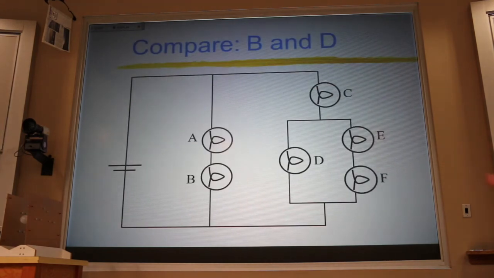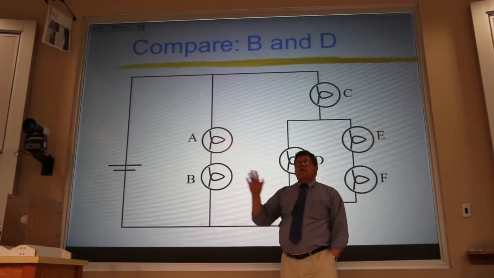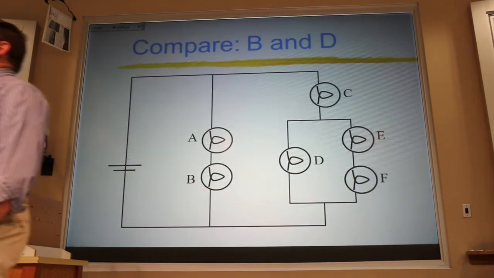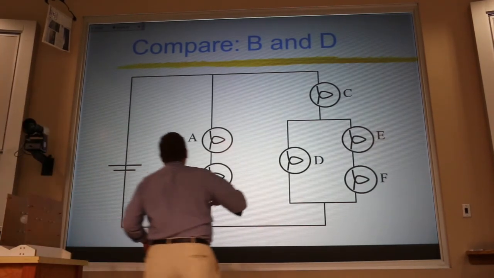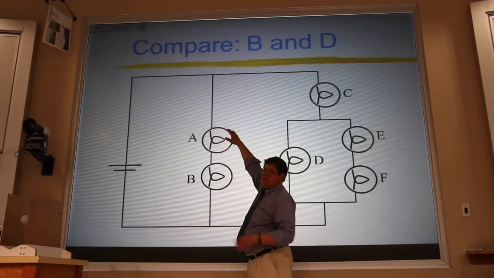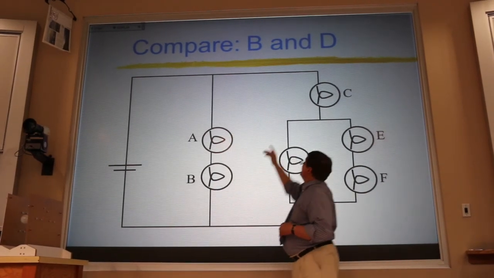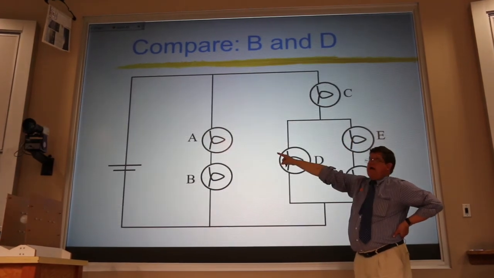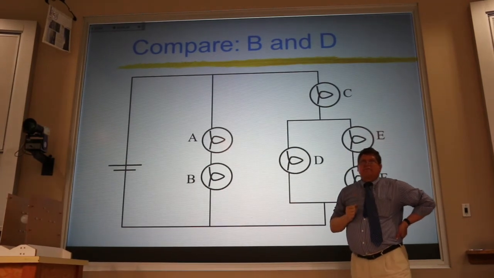Now, last day, we solved this problem, and we said we were solving it with the voltage model. But in truth, we were using a hybrid model. What I said was, these guys have to split the 12 volts evenly, 6 and 6. And then I said, oh, if this bulb is brighter than A, it's got to have more volts. I just used the current model there.